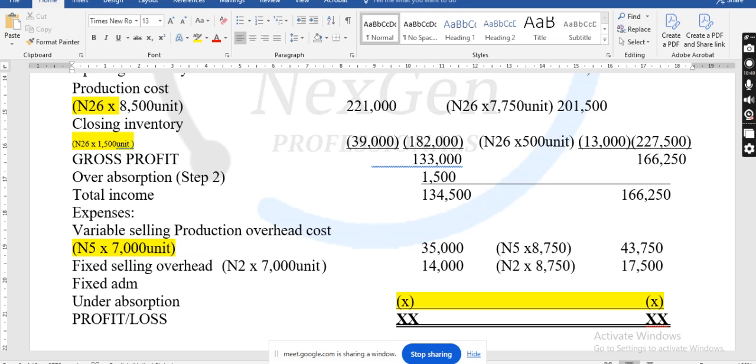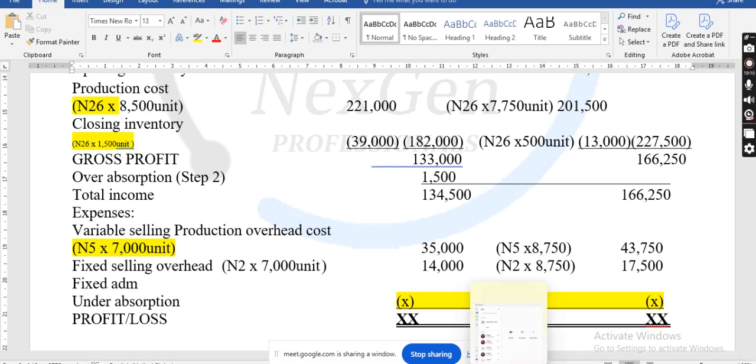Class, are we still together? 3 naira times 7,000. 3 naira times. So you can agree with me that this your fixed selling overhead is wrong.